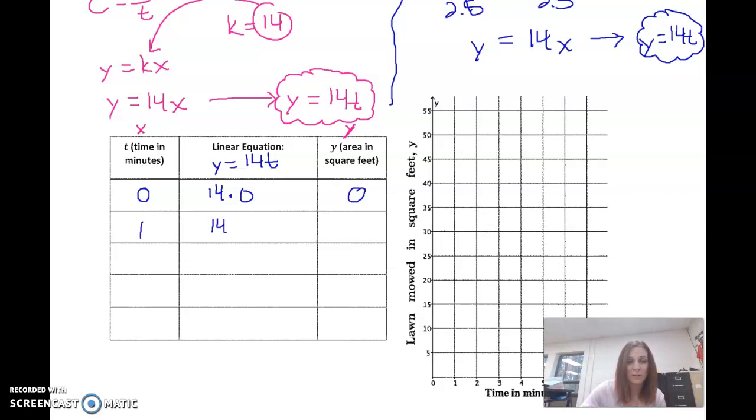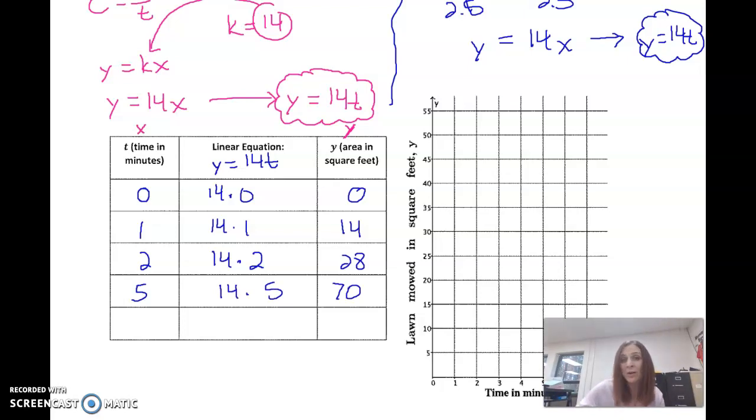Well, I'm going to go 14 times 1, and she can mow 14 square feet in 1 minute. How about a 2? 14 times 2, and that's 28 square feet. And we could keep going. Let's say I jump to 5, because we can pick whatever we want here. 14 times 5 is 70 square feet.